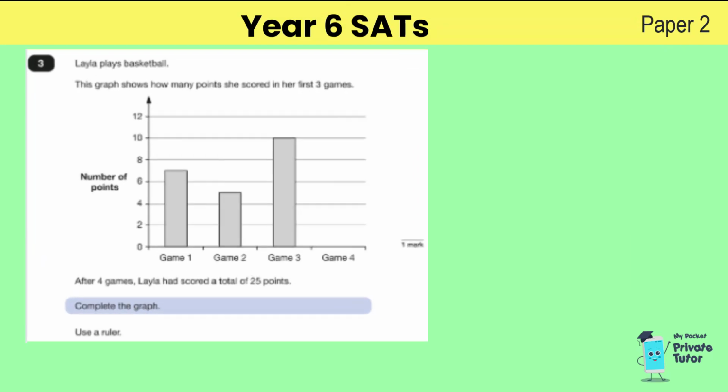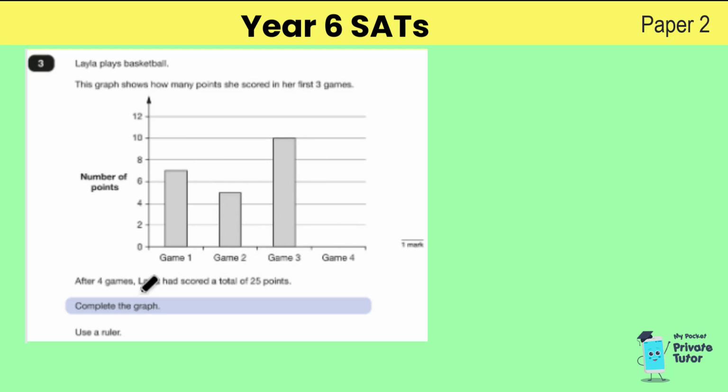Question 3. Layla plays basketball. This graph shows how many points she scored in her first 3 games. So you can see your graph. We have going up the y-axis the number of points. You can see it's going up in 2s, and we have across the x-axis each game, and they are showing in bars.